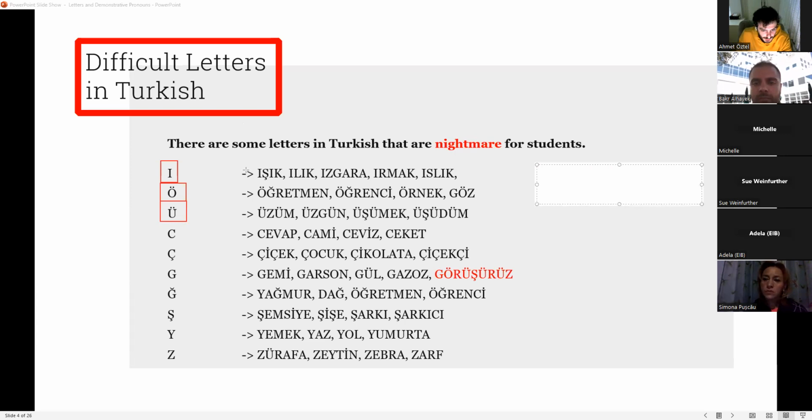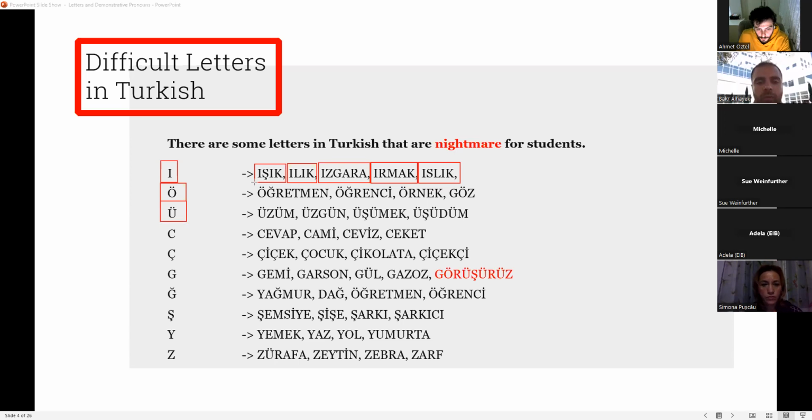So these are the words that I have for ı: ışık, ılık, ızgara, ırmak, ıslık.